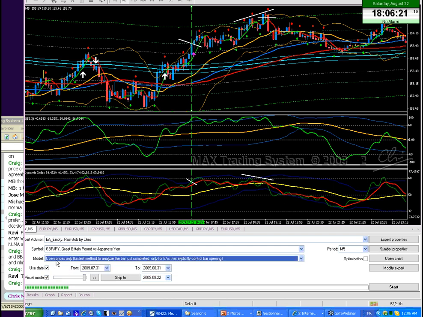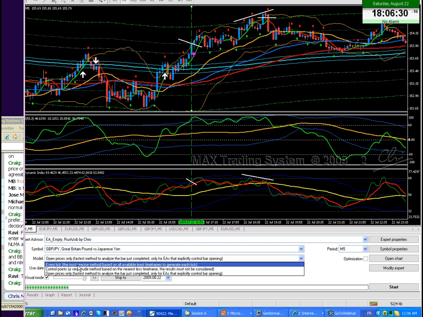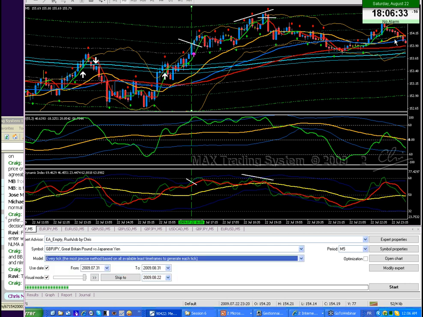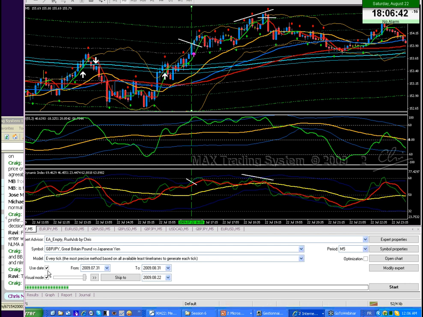If you choose open price only, you will see each bar displayed one after one at the open. If you choose the tick, you will see the price moving tick by tick as it is stored in the historical files of the MetaTrader. You check here the use date, and you can choose a starting date and an ending date. You check visual mode so that you will be able to see the chart displayed.